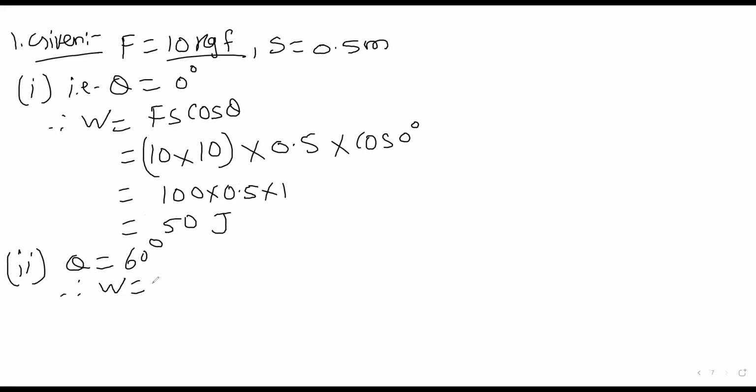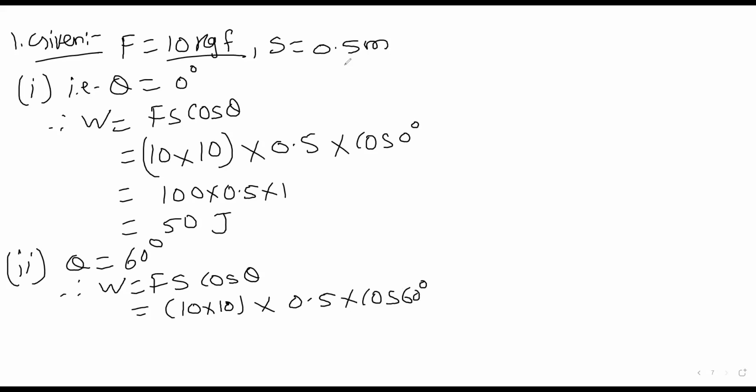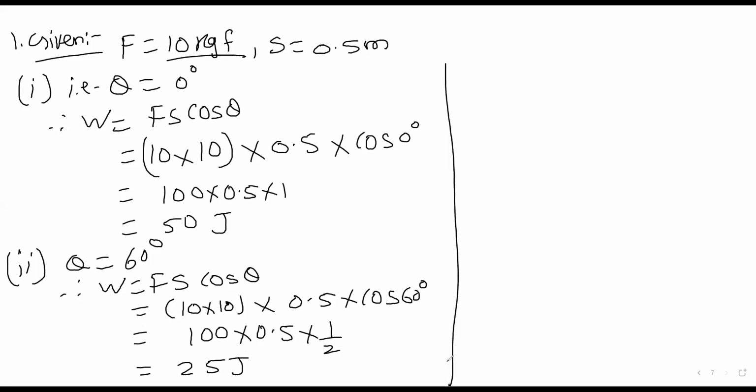Second, theta is equal to 60 degrees. Therefore, W is equal to Fs cos theta, that is 10 into 10 into 0.5 into cos 60. How much is cos 60? Half. Half, 1/2. So 100 into 0.5 into 1/2. म्हणजे किती येणार आहे? 25 joule. Yes.